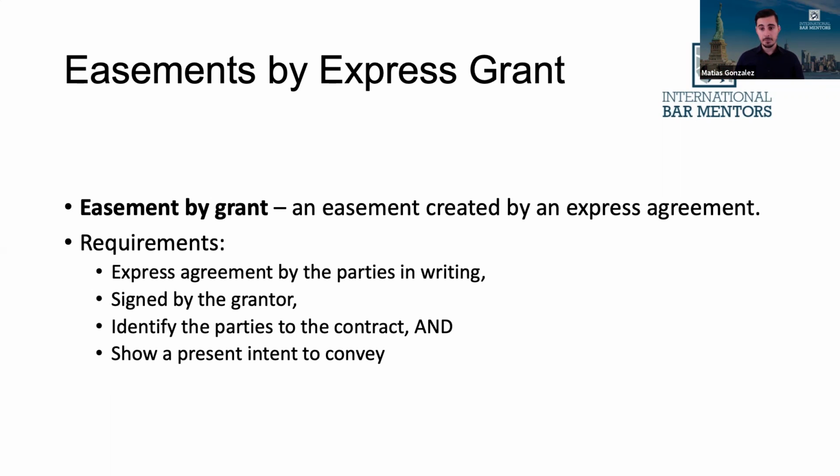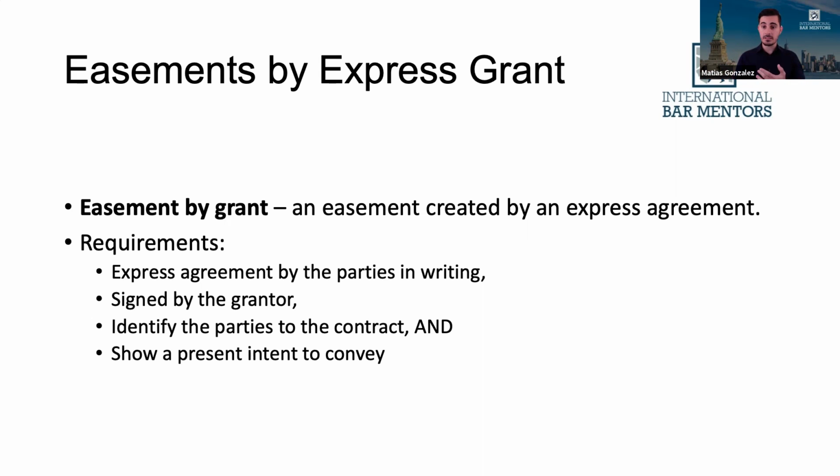And it is by express agreement, which basically means somebody, the owner of the servient estate, which is the one that is going to serve the dominant estate, is telling the owner of the dominant estate, hey, I'm going to grant you an easement over my property. I'm going to let you use my driveway. I'm going to let you install power lines so you can get electricity to your house, right? And these have specific requirements.